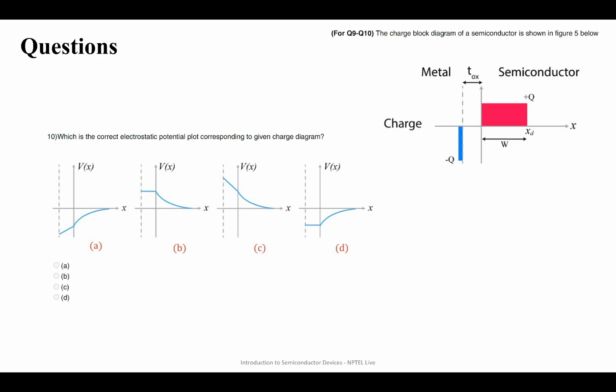Which is the correct electrostatic potential plot corresponding to the given charge diagram? Again, you have four plots, and you have to now identify the potential plot.